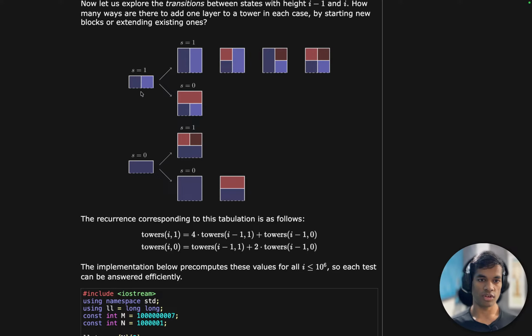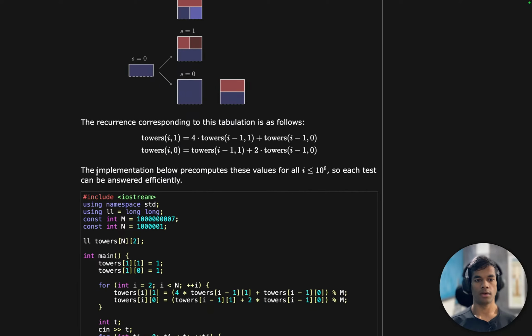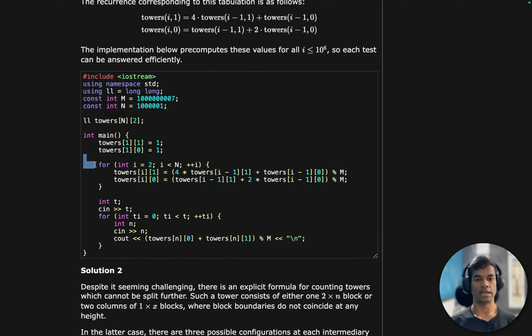For each split, there are 4 possibilities in which we can split the current row, and 1 possibility in which we do not split. And for no split, there is 1 possibility in which we end up with a split in the current row, and 2 possibilities in which there is no split. The implementation pre-computes the values for everything, so each test case can be answered efficiently. And this is exactly what we did.